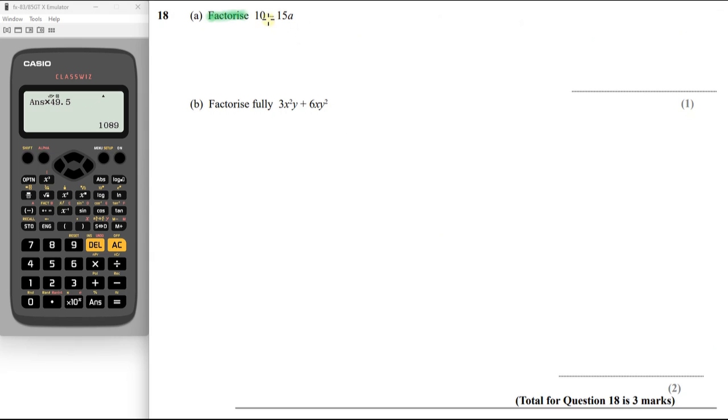Question 18, part A, we need to factorize this expression. What is the highest common factor of 10 and 15a? That's 5, so we can factor out a 5 from both terms. 10 divided by 5 gives us 2, and then we subtract 15a divided by 5. 15 divided by 5 is 3, so that's 3a. This is my answer: 5 and then in the brackets, 2 minus 3a.